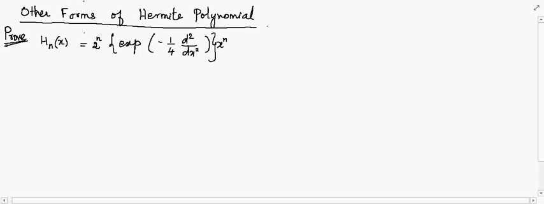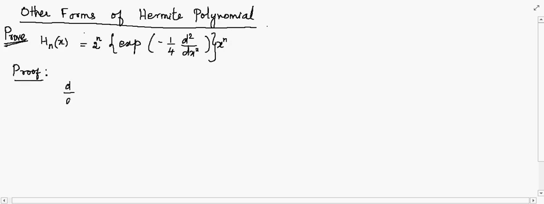In today's class, we will see other forms of Hermite polynomial. That is, we will prove that the Hermite polynomial h(n) of x can be written as 2 power n into exponential of minus 1 by 4 into d square by dx square of x power n. We will prove this result.